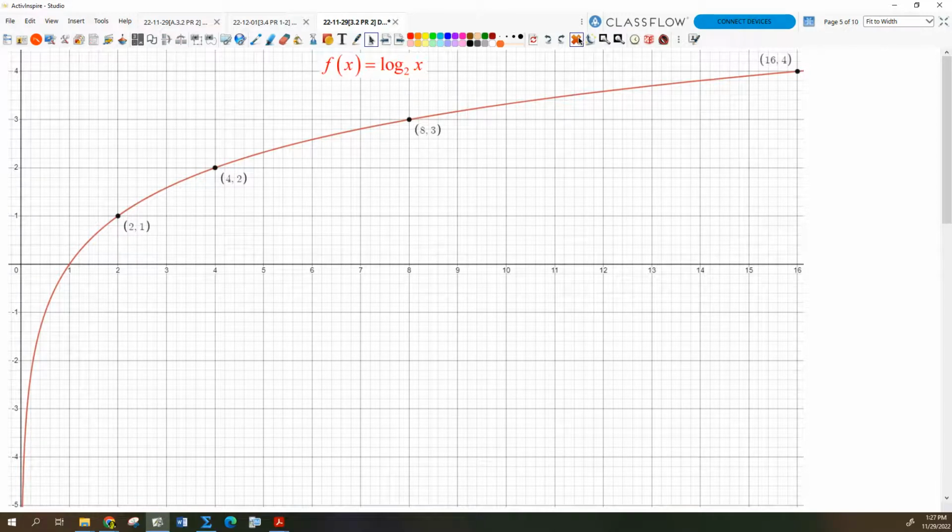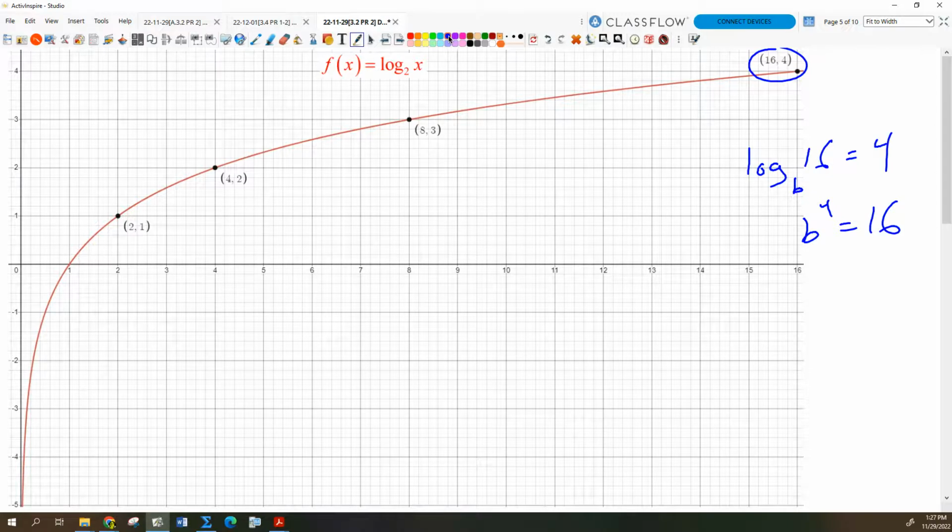Base 2 log. Let's just take that point right there, for example. So I just want to make sure: if I take this guy, what's that saying? I'm inputting a 16 into my base b log, right? So the base b log of 16 is equal to 4 is like saying b to the 4th equals 16. Well, it's got to be 2 then, doesn't it? Okay.